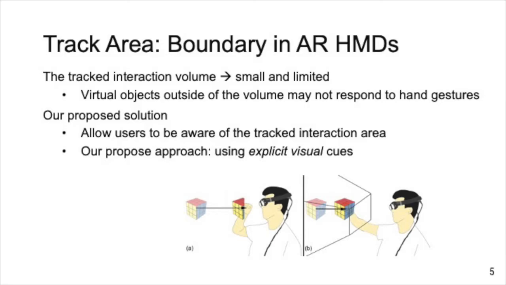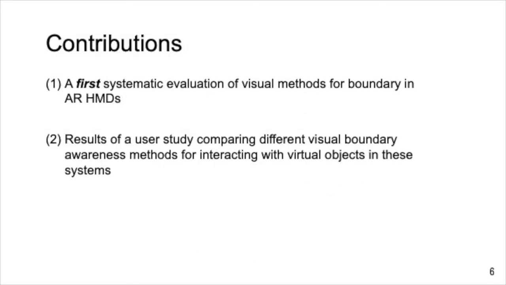One way to avoid or mitigate this issue is by allowing users to see, via explicit visual cues, the interaction area. Our work has two contributions. A first systematic exploration of visual methods for boundary awareness in AR HMDs. And results of a user study comparing different visual boundary awareness methods for interacting with virtual objects in these systems.